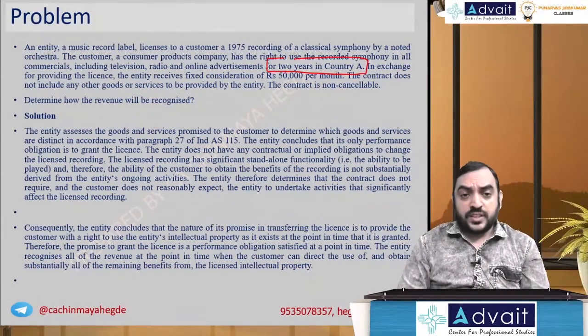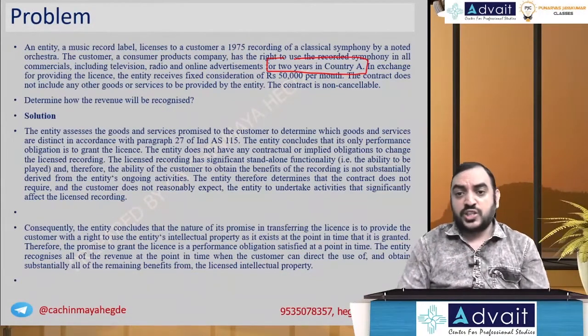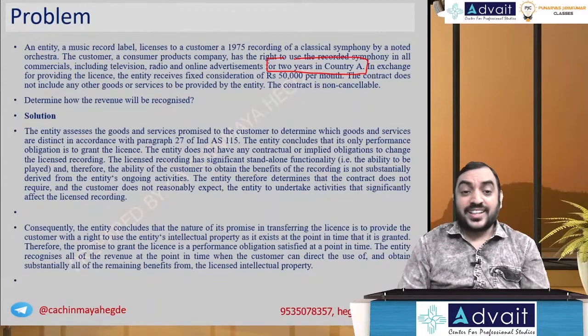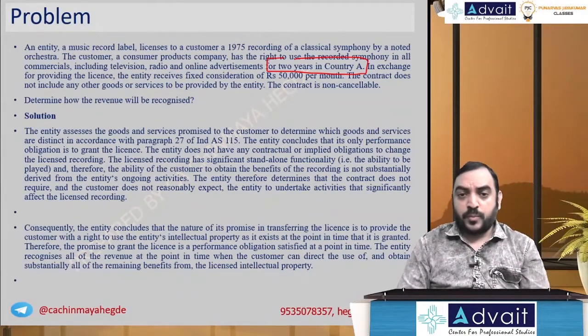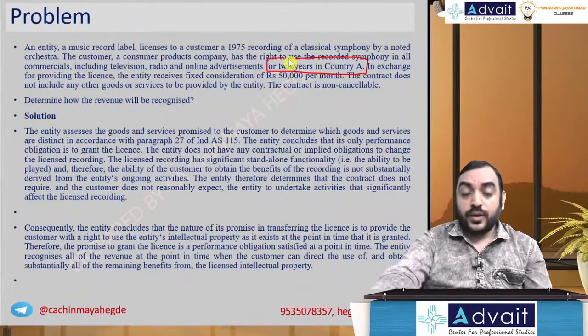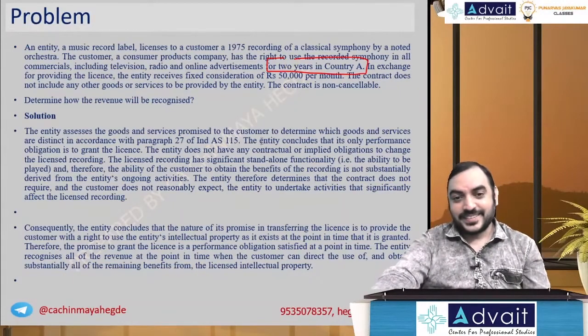In exchange for providing the license, the entity receives fixed consideration of 50,000 per month. The contract does not include any other type of goods or services to be provided by the entity. The contract is non-cancelable. Determine how the revenue will be recognized.